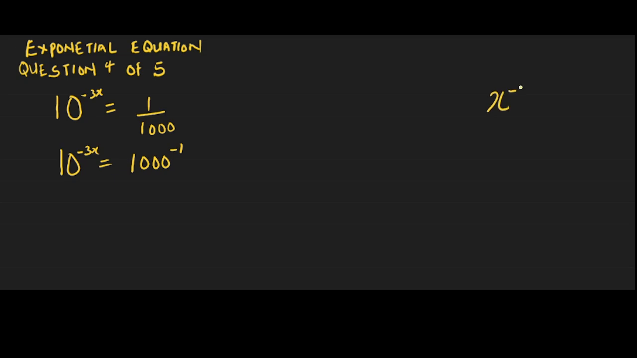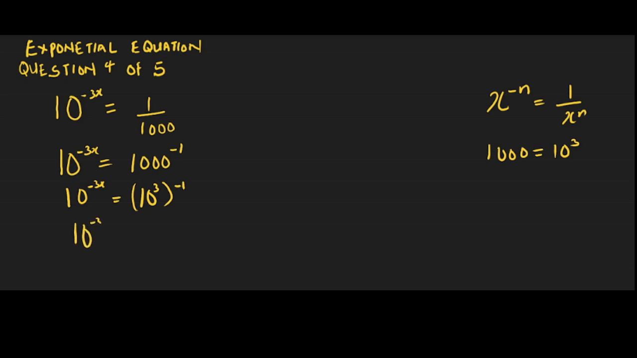From this rule of indices, s raised to the power minus n is equal to 1 over s raised to the power n. So from here, we can write this as this. We also agree that 1000 is the same thing as 10 raised to the power 3. Meaning here we can have 10 raised to the power minus 3x is equal to 10 raised to the power 3, all raised to the power minus 1. Here this is 10 raised to the power minus 3x is equal to 10 raised to the power minus 3.